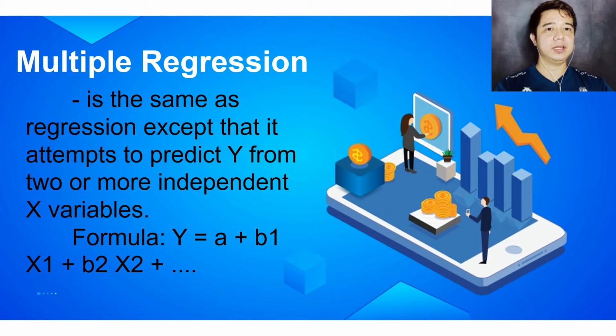Next, multiple regression is the same as regression except that it attempts to predict y from two or more independent x variables. The formula for multiple regression is an extension of the linear regression formula: y = a + b1x1 + b2x2 and so on.